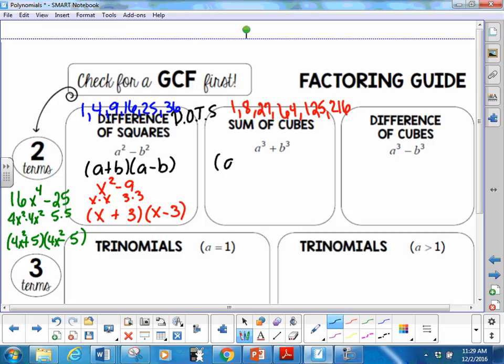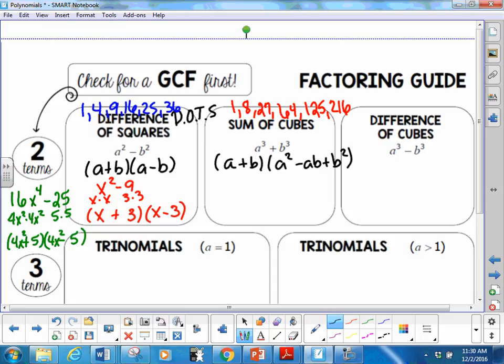You take the a plus b, a squared minus ab plus b squared. And the way I remember it, if it's a plus, it's a plus in the first parentheses, then alternate: plus, minus, plus. That first set of parentheses follows whatever's given, so if it's the sum, it's the sum. But you'll have to come up with your own way that helps you remember it.